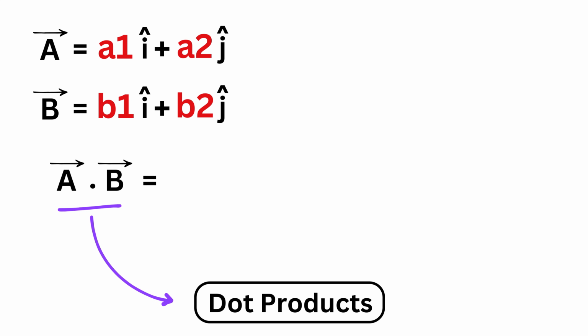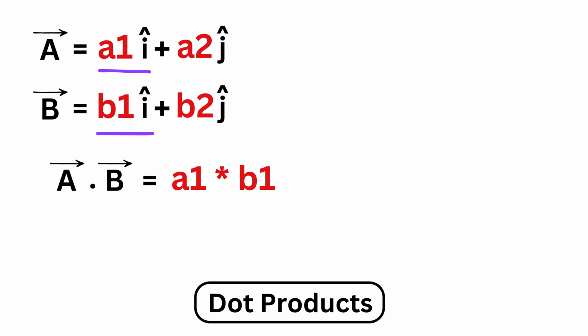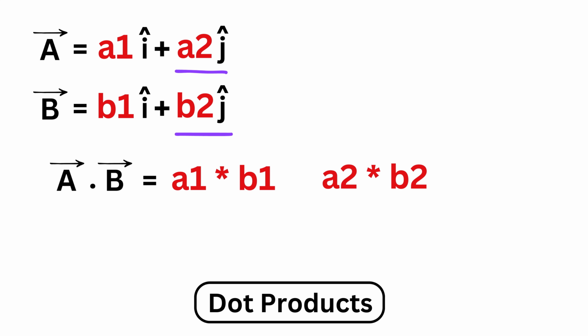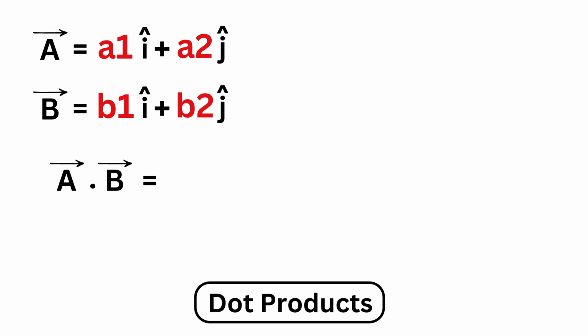To find their dot product, we multiply the i hat components together, then multiply the j hat components together, and finally add both results. This gives us A dot B equals A1 times B1 plus A2 times B2. If we extend this to 3 dimensions by including a k hat component, the formula includes one more term for the k hat direction.